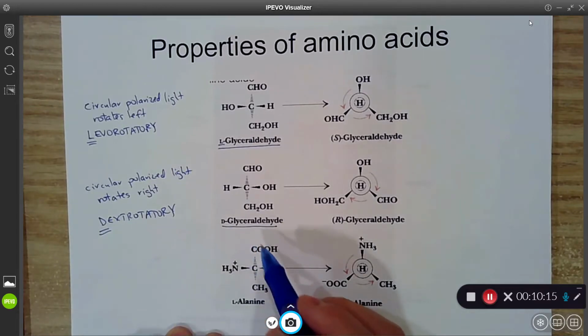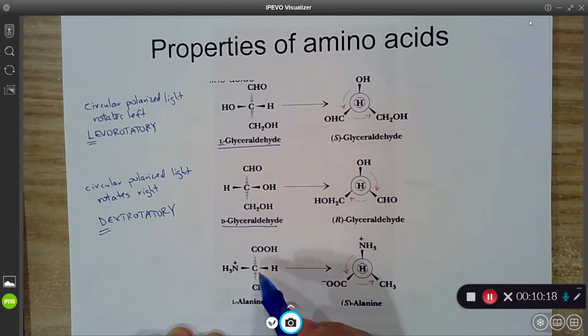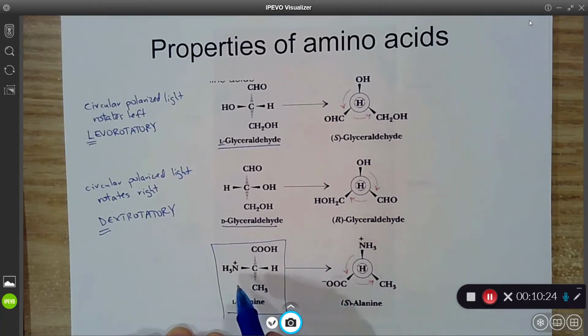If you take a look at glyceraldehyde, you can see that it's similar to amino acids because you have a central carbon, and you have 4 different things attached to it. If you take something like alanine, which is an amino acid where one of the R groups is a methyl group here, this actually will rotate light to the left, and this is what is known as L-alanine. Now, this is where there's a bit of confusion with how these amino acids are depicted in terms of their nomenclature.